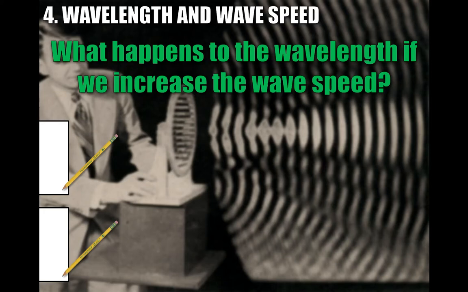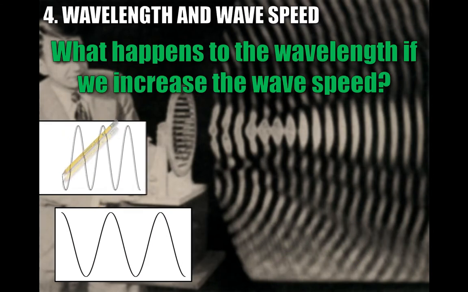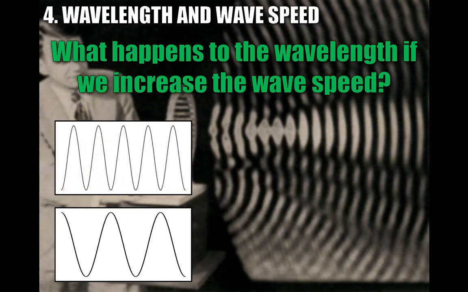What we're going to do is pull the paper on the top normally, as we did it the first time. But the paper on the bottom, we're going to pull it at double the speed. So we're going to pull the paper twice as quickly as the one on the top. And let's see what happens to the wavelength. Here we go. So the wave at the top was going at half the speed of the wave on the bottom. And you can clearly see a difference in wavelength.